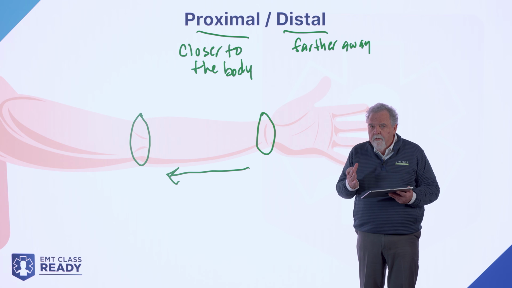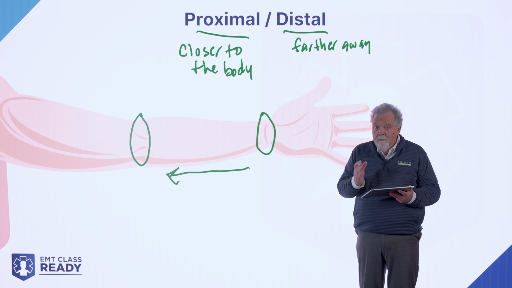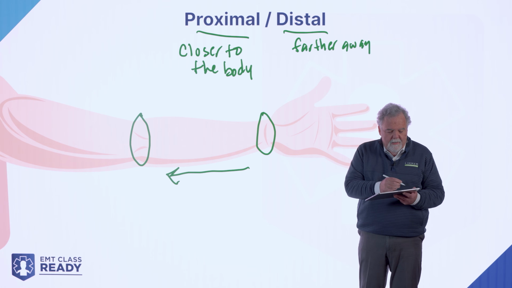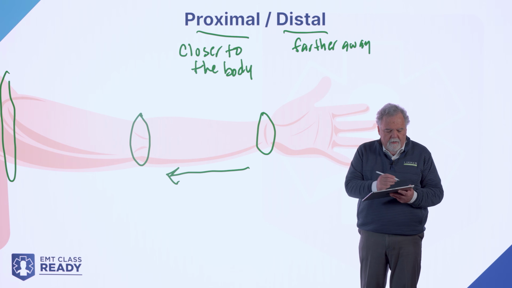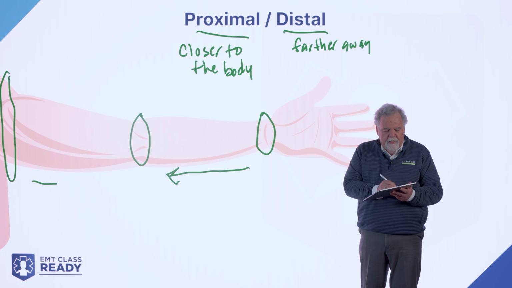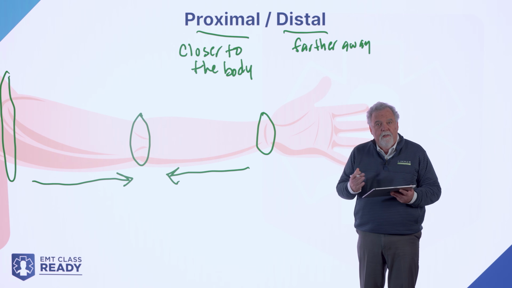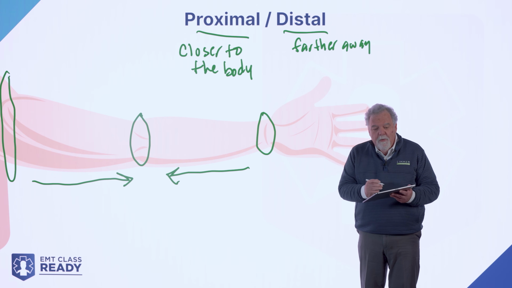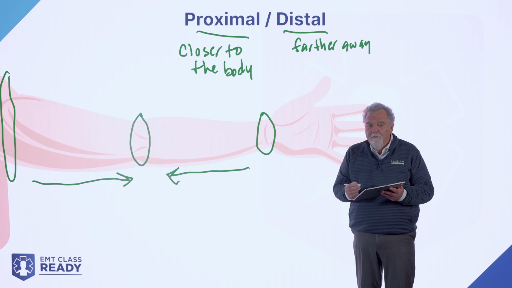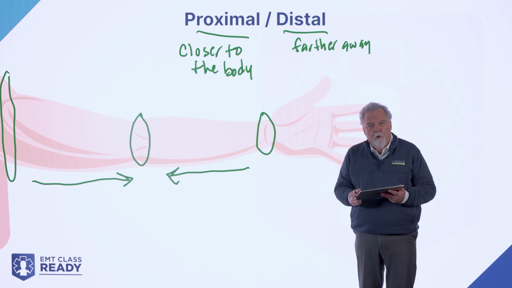So it's relative, right? Because the elbow, while it's proximal, closer to the body than the wrist, let's look at our shoulder joint here. The elbow is farther away from the body than the shoulder. So the elbow, which used to be proximal to the wrist, is now distal to the shoulder.